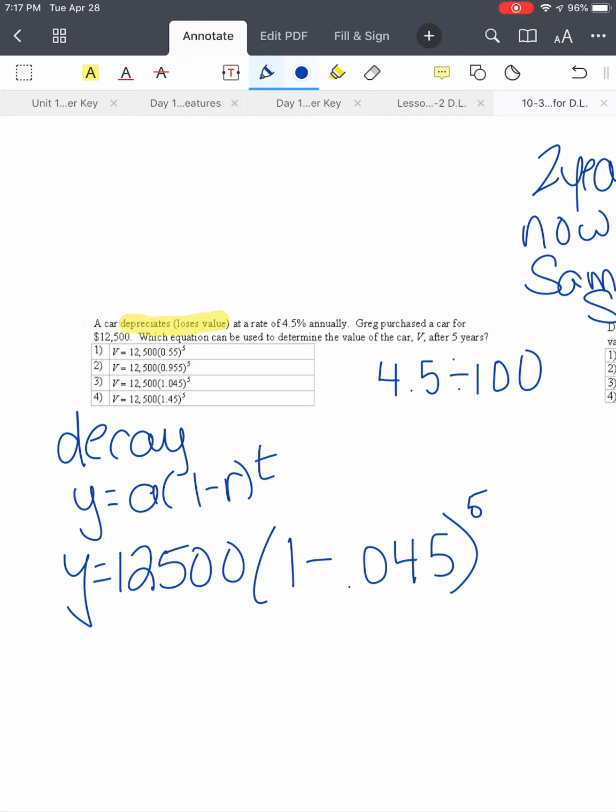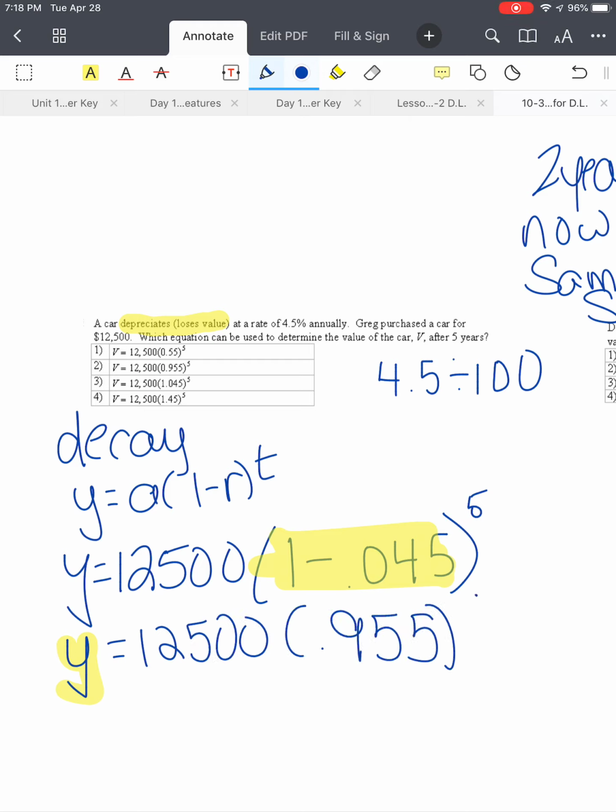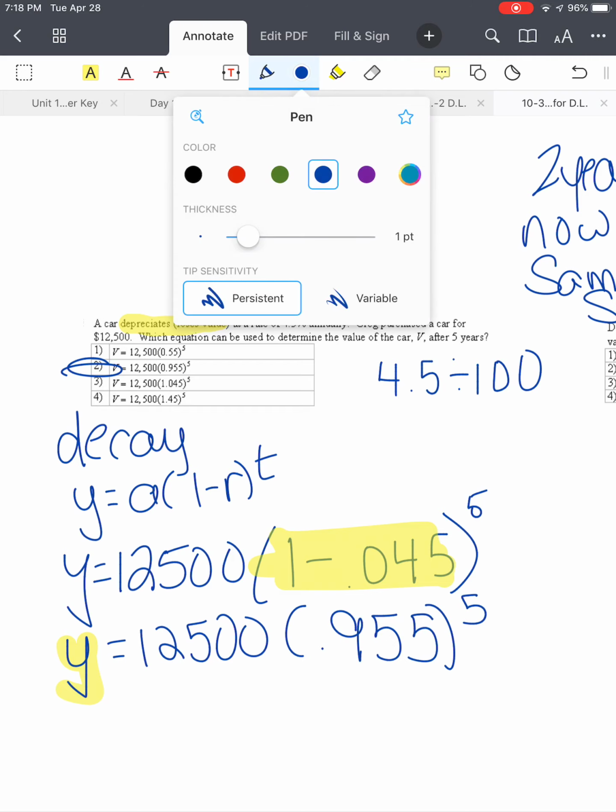So let's find which one matches. Oh, we're not sure. Okay, so what they did here, simple thing, was they decided to simplify this. They did 1 minus 0.045 just to kind of clean it up. It's a little harder to see what's going on in this case, but let's pick the answer and then I want to point something out. So it looks like it is choice 2. Okay, I do want to point out one thing to you.